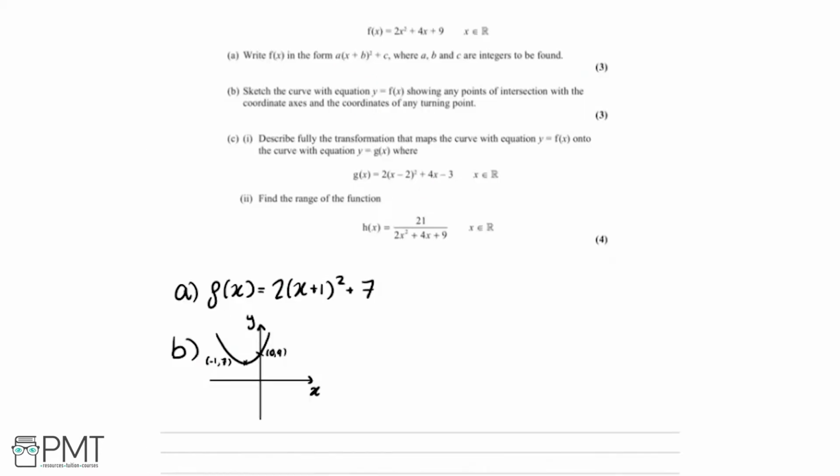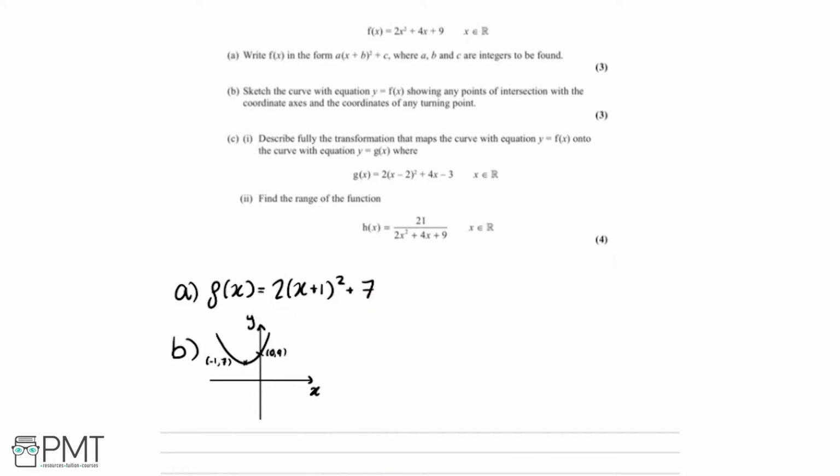Okay, so we're going to have a look at part C now. So part C1 just says, describe fully the transformation that maps a curve with equation y equals f of x onto the curve with equation y equals g of x, where g of x equals 2(x − 2)² plus 4x minus 3. And down here I've also written our answers to part A and part B, which we worked out a second ago, just in case you want to refer back to them. Right, so the first thing we're going to do is have a look, because we've written out f of x in a couple of different ways.